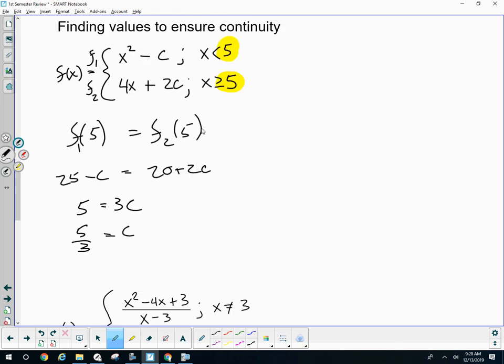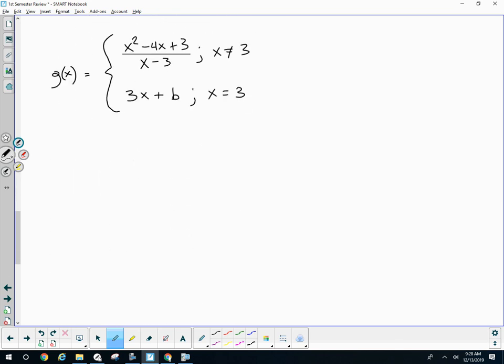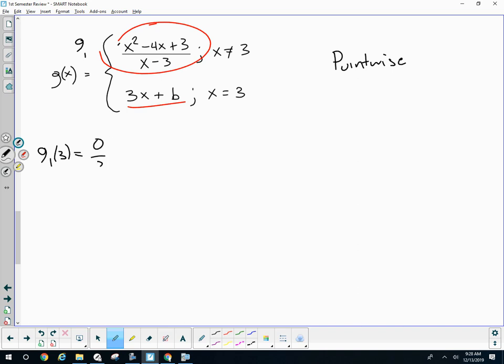Now, this was a piecewise function. We call this a pointwise function. For pointwise functions, it looks like this is going to be used for every single point except for 3. Okay? This point will plug in what's going on at 3. Now, if I found, we'll call this g sub 1, g sub 1 at 3, I would know what this is equal to. Well, if I plug in 3, I realize that I get 0 over 0.